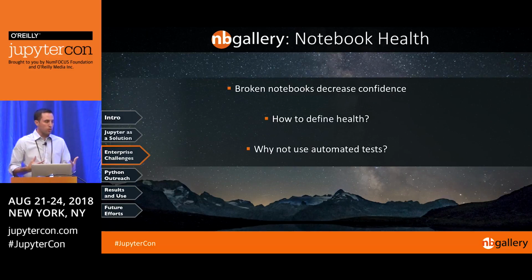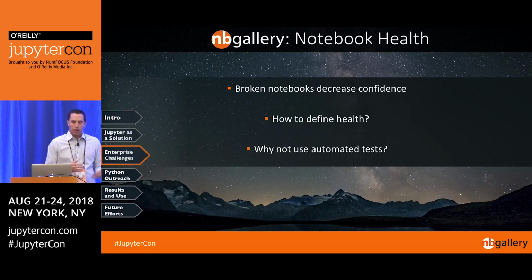On the notebook health side, this was another big priority for us because the challenge here is that users who discover and run broken notebooks will tend to think that they did something wrong or the system doesn't work, and they'll lose confidence in one or the other or both, which is an outcome we want to avoid, particularly when we're trying to adopt this to a user base that is new to this type of technical development.